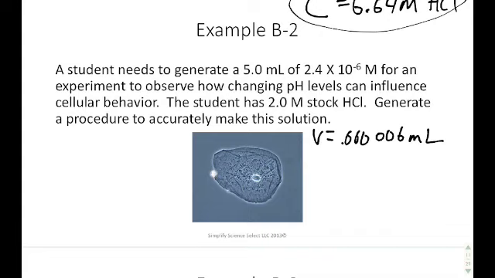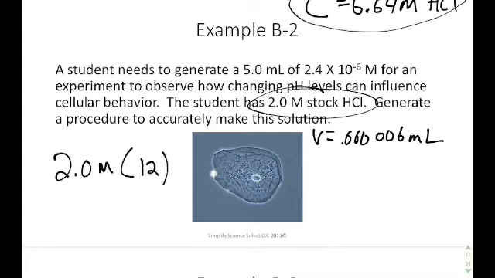So there's lots of different ways to do it, but one of the ways is you take your existing solution and you dilute it in what's called a serial dilution. So you dilute it, and then you take whatever you get and you dilute that, and then you take whatever you get for that and you dilute that. For example, the first thing I'm going to do is take my stock solution, which is 2 molar, and measure out 12 mils of this solution.